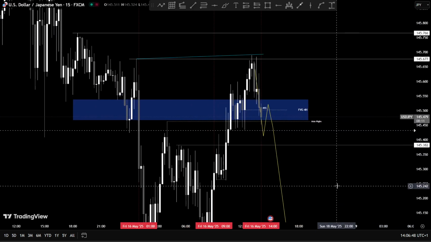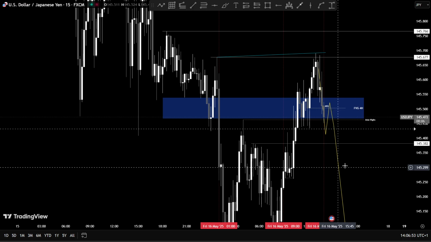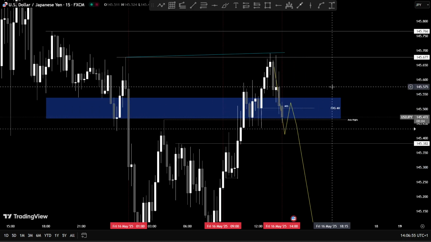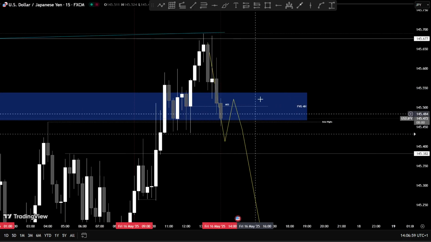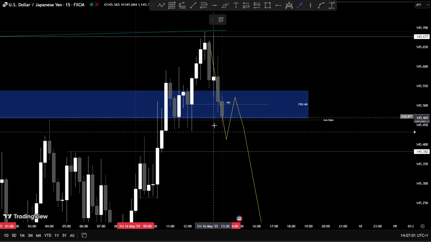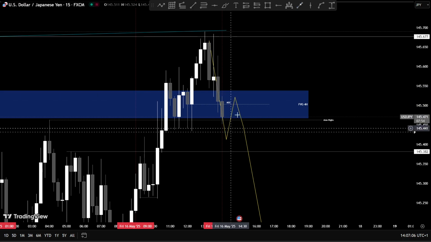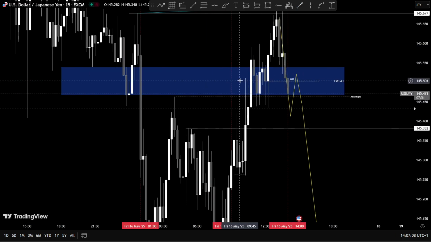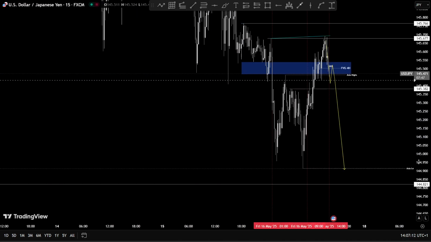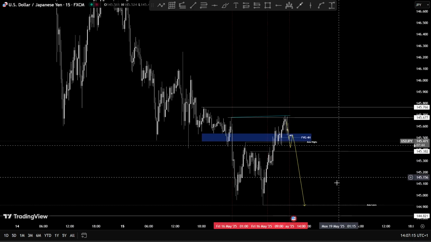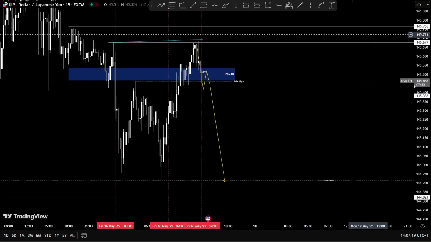I may be wrong because we did break the structure to the upside right here, but as I told you, I'm going to use the lower time frames to confirm whether we are going to go up again and make the new higher high, or whether we are continuing to retrace, rebalance the price action, and continue the break of structure to the downside and continue the move down, towards the downtrend. That is my thought process now. I'm bearish on USD JPY.